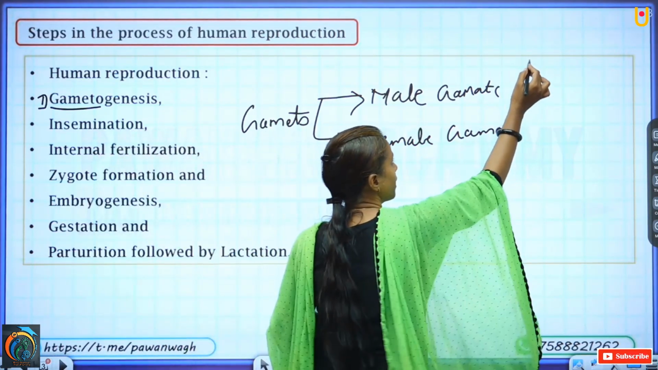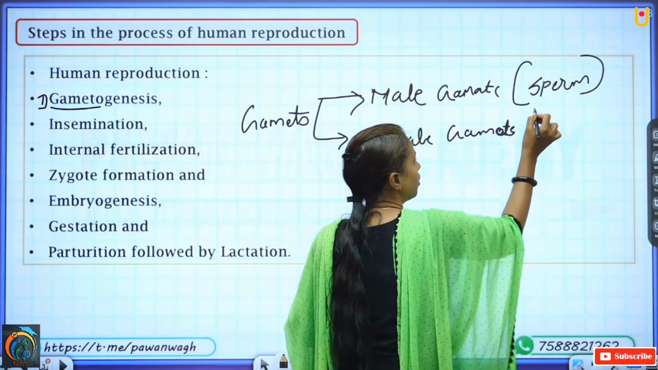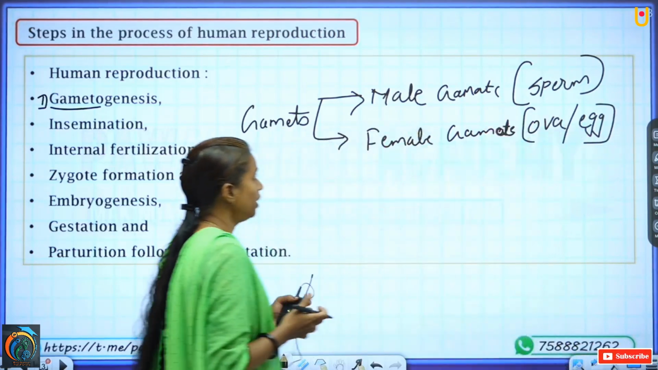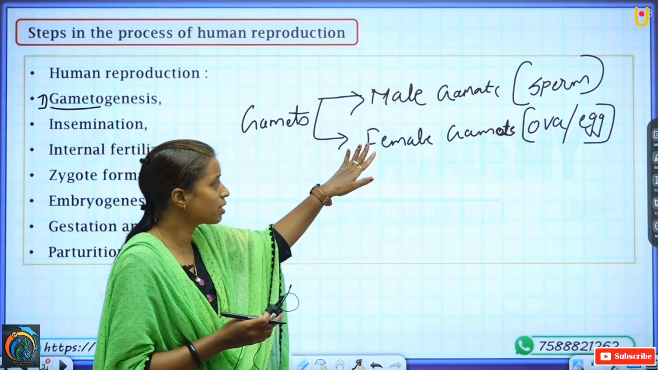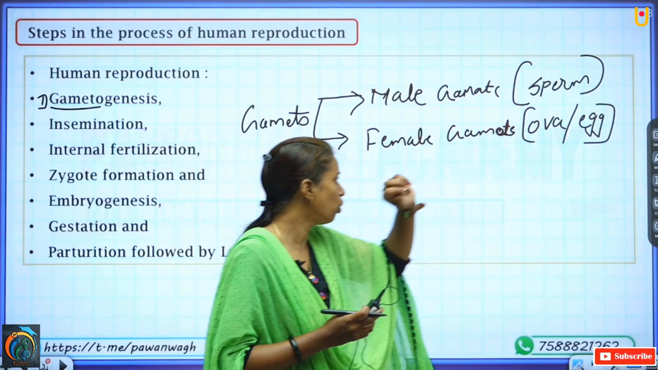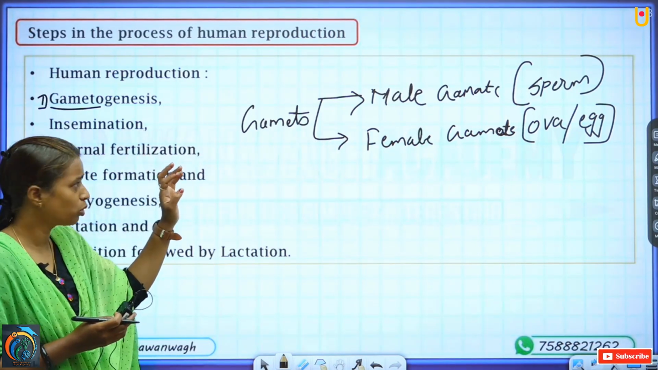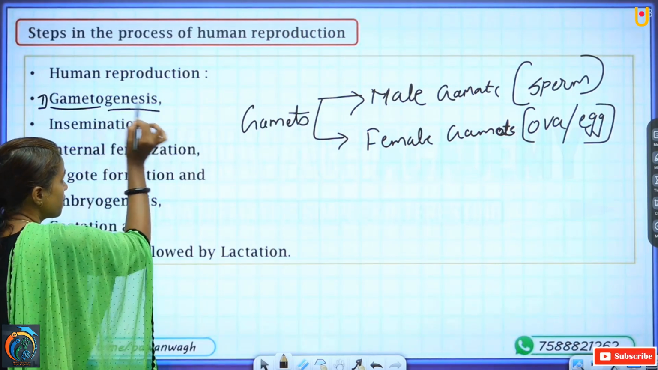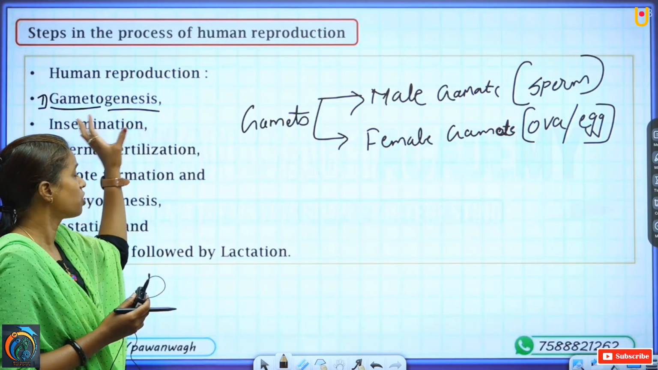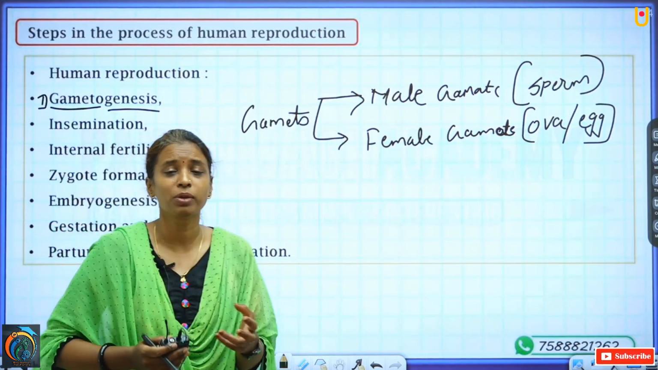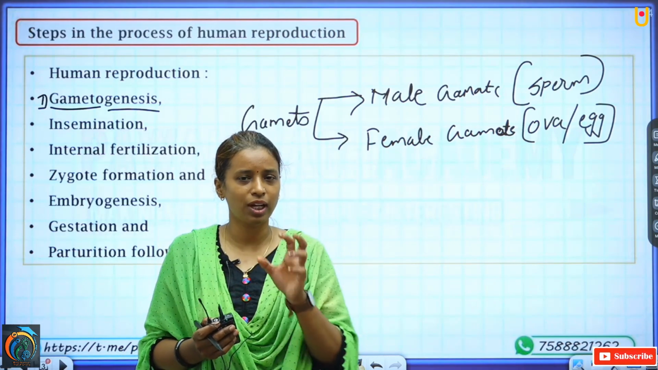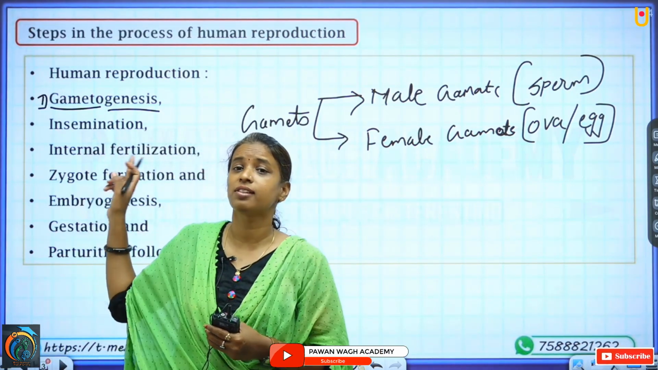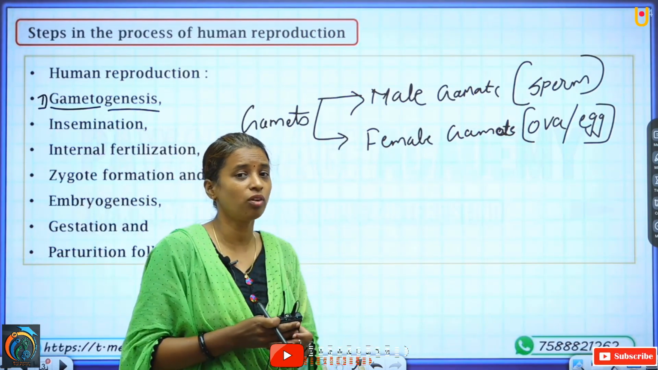Male gametes are known as sperms and female gametes are known as ova or egg. Now you know what gametes are. But what is happening with these gametes in this process? The word genesis means formation of something. Here, formation of gametes is taking place, and the process of formation of gametes is known as gametogenesis.